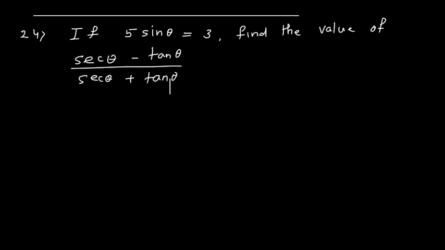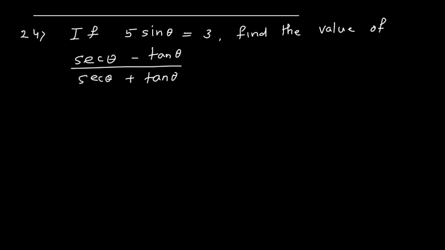Okay, let us see the next question. If 5 sin theta is 3, then find the value of sec theta minus tan theta upon sec theta plus tan theta. Now here the value of sine is given, right? So as the value of sine is given, we can find the value of cos. Tan we can easily find out because tan is sine upon cos. Okay, so let us find all the values.